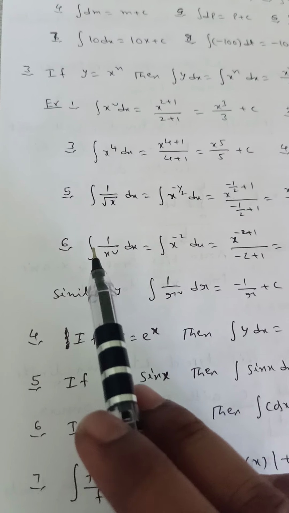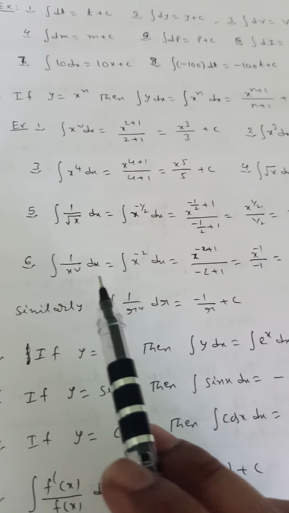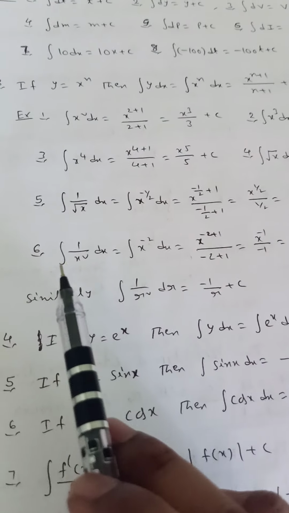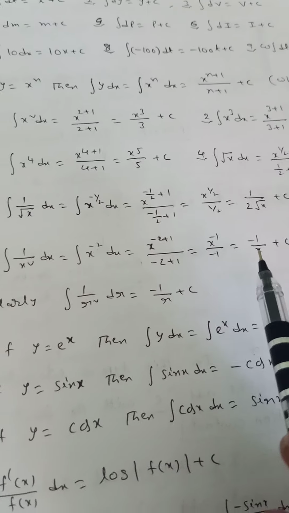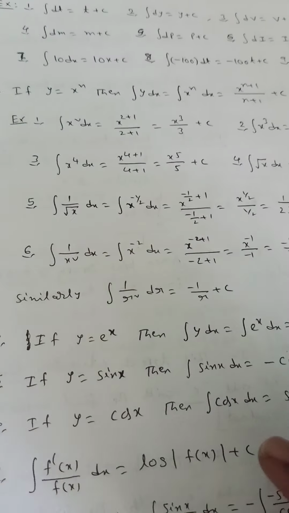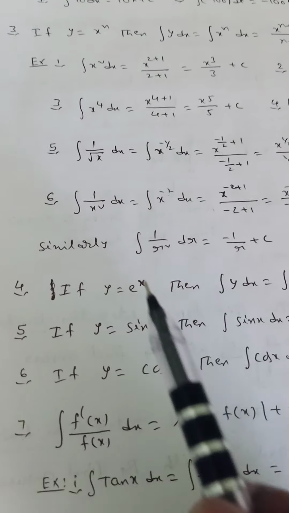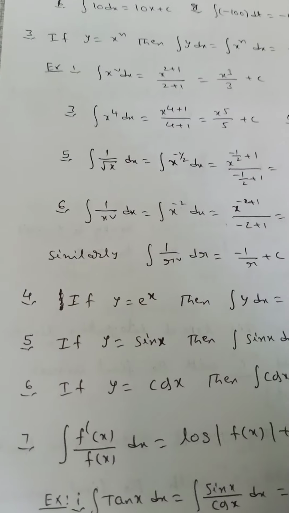And also integral 1 by x square dx. This is also very important in physics formulas. Minus 1 by x. 1 by x square integration, minus 1 by x. Similarly, 1 by r square integration, minus 1 by r. Integral 1 by r square dr is equal to minus 1 by r.